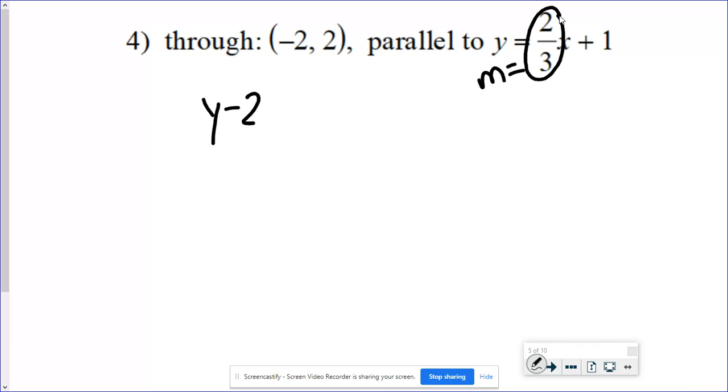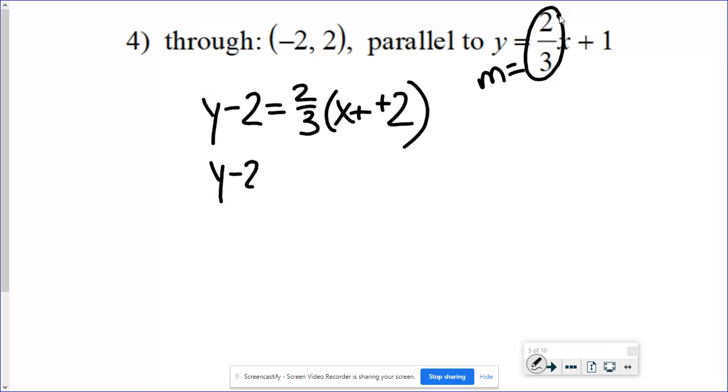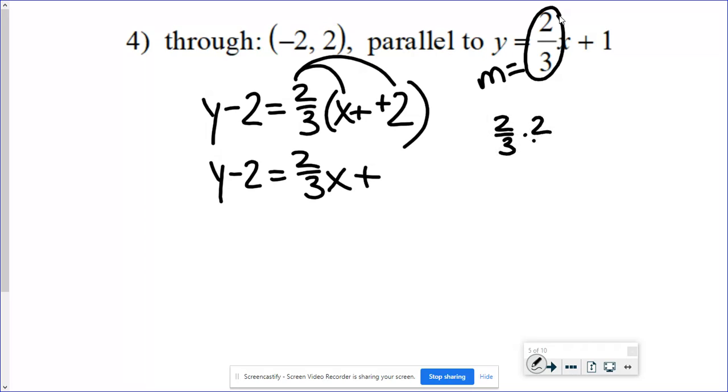Y minus my y number equals m times x minus my x number, which happens to be a negative, so we'll have to do a keep, change. So I've got y minus 2 equals 2/3 x plus 2/3 times 2. That one is going to be 4/3. Not as nice as the last one, but it is a positive 4/3, or 1 1/3.